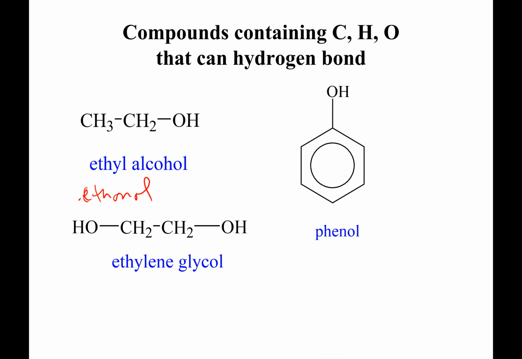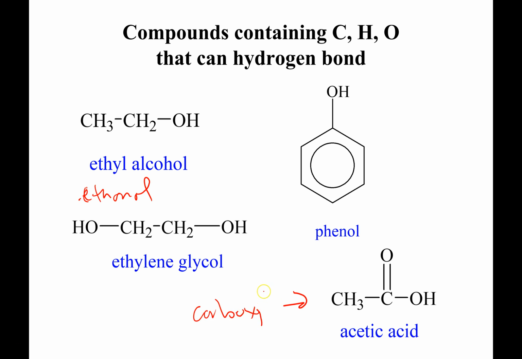Again, we have the benzene ring with an OH, which we just call phenol. And here we have an example of a carboxylic acid, this one down here. If you find it on that sheet, carboxylic acid. You can see it just has R, C double bond O, single bond OH.